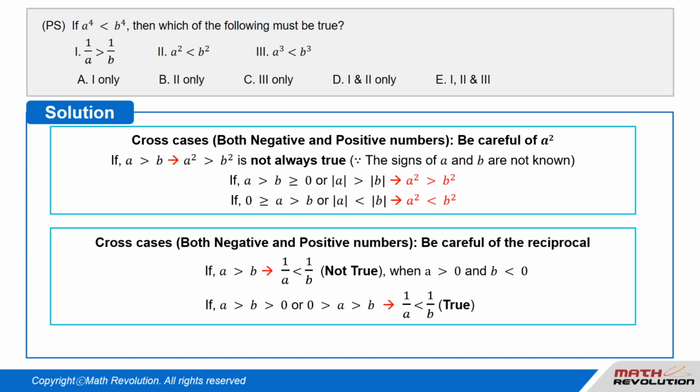However, if a is greater than b, which is greater than 0, or 0 is greater than a, which is greater than b, then 1 over a is smaller than 1 over b will be true. We are required to find the options that are true if a to the power of 4 is smaller than b to the power of 4.